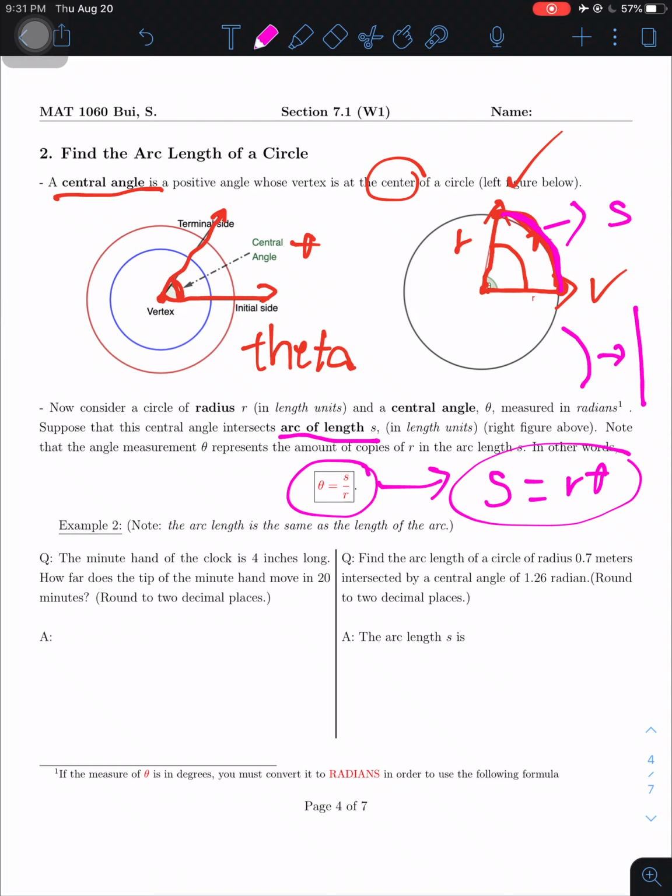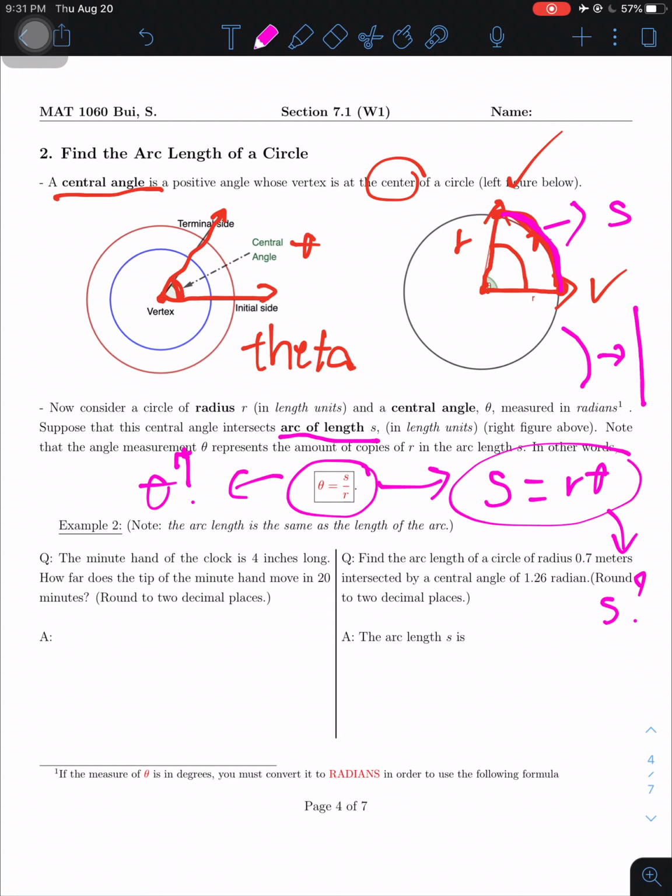This formula allows you to find the angle, so it helps you find theta. But this formula helps you find S, which is the arc length. Okay, and just in case you wonder what this is, this is a question mark, a really bad looking question mark. But yeah, all right.